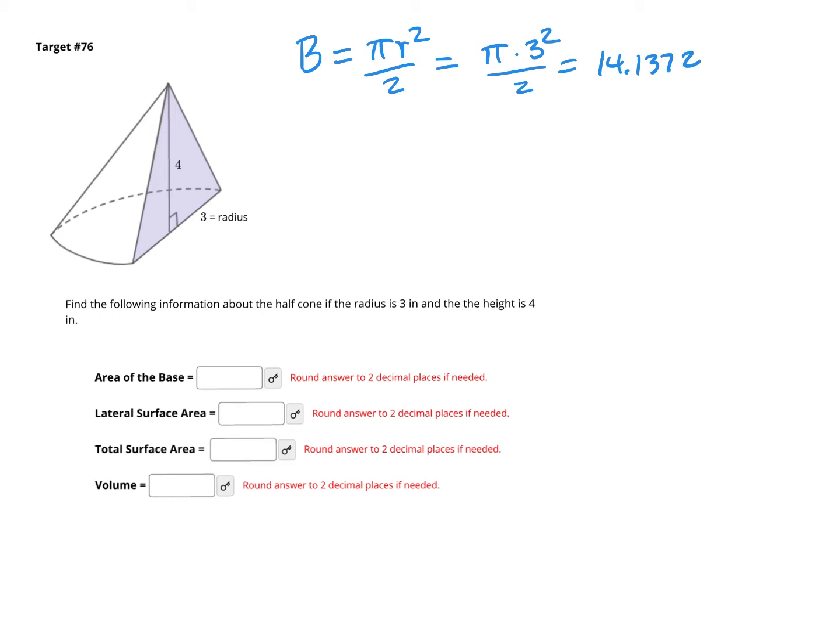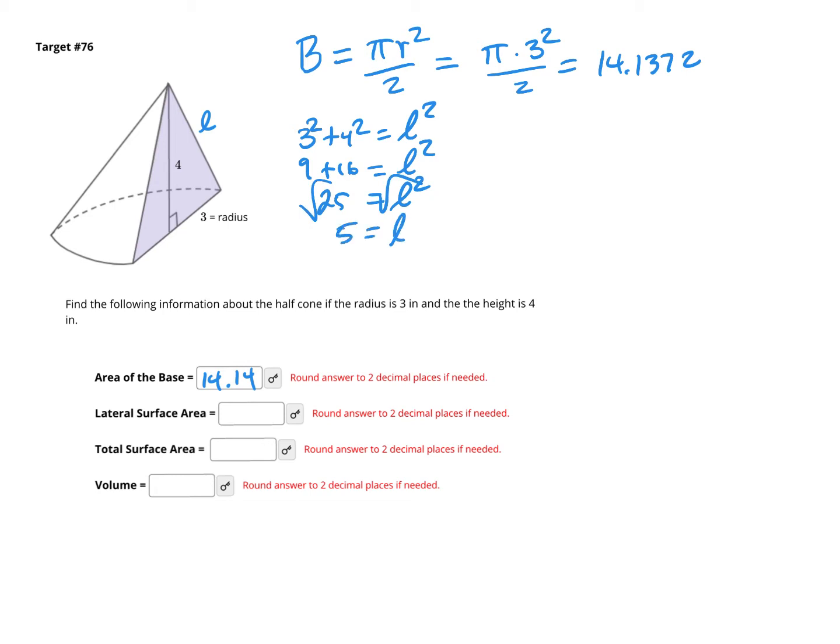14.1372. Now, in order to find the lateral surface area, and I'm going to say 14.14, I first have to find the slant height. Well, to do that, I'm going to use the Pythagorean theorem. So I'm going to do 3 squared plus 4 squared is equal to L squared. So that's 9 plus 16 is equal to L squared. 25 is equal to L squared. Do the square root, and L is equal to 5.